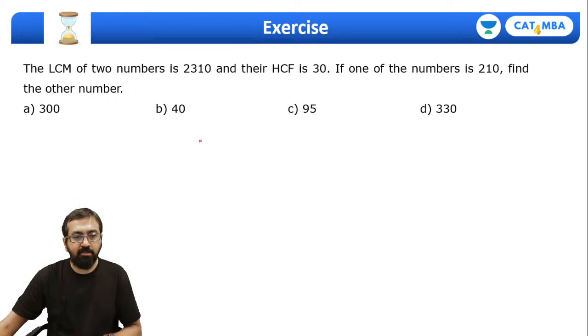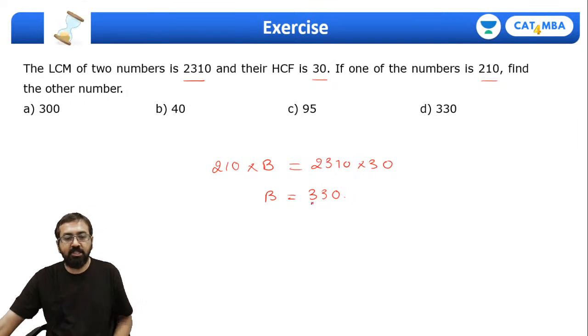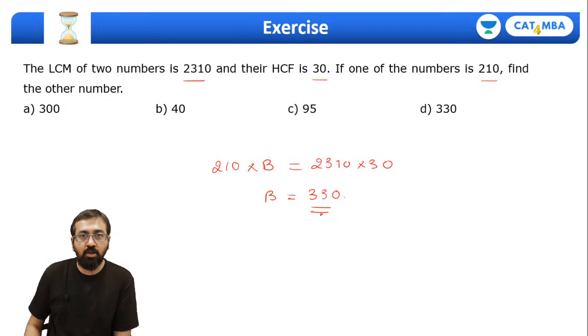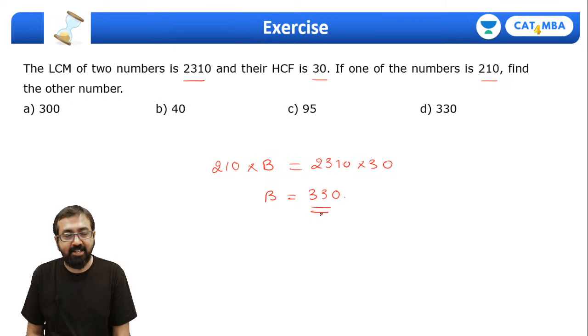So now the question becomes very simple. LCM is 2310, HCF is 30. So let me write down 2310 into 30 on the right hand side. On the left hand side, the first number is 210 and the other number B is missing. If we solve this one, we'll get 330 as the answer. Varshini, it should be 330, not 33. You dropped a zero. Didn't you have your dinner, Varshini? Yeah, that's correct.